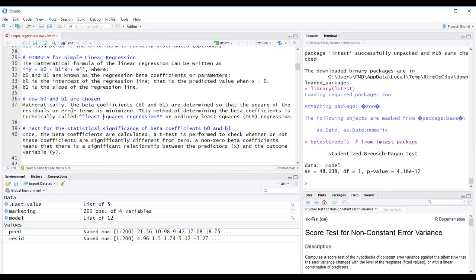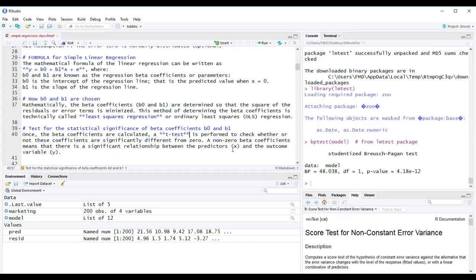Then we don't just stop with determining b sub 0 and b sub 1. What we have to do is also to test whether the values b sub 0 and b sub 1 are statistically significant. So we perform what we call a t-test, in order to determine if the values generated for b sub 0 and b sub 1 are statistically significant, meaning a non-zero beta coefficient is significantly different from 0.